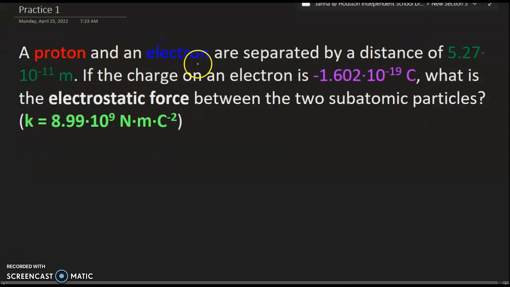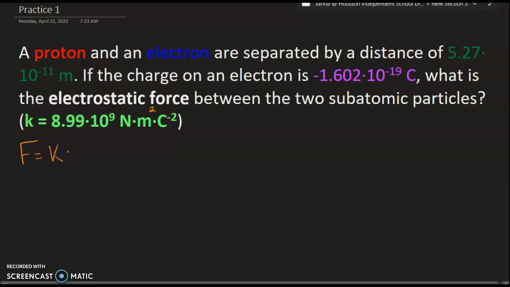A proton and an electron are separated by a distance of 5.27 times 10 to the minus 11 meters. If the charge on an electron is negative 1.602 times 10 to the minus 19 coulombs, what is the electrostatic force between the two subatomic particles? And then you have Coulomb's constant, 8.99 times 10 to the 9 newton meters squared per coulomb squared. So this is the equation you use.